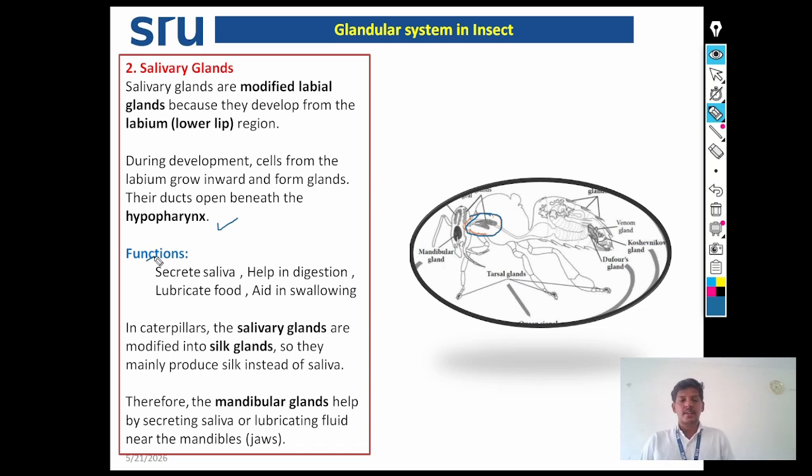In caterpillars like silkworm, the salivary glands are modified into the silk gland. So they mainly produce silk instead of saliva. In that case, the mandibular gland helps in secretion of the saliva for the lubrication of the food particles.